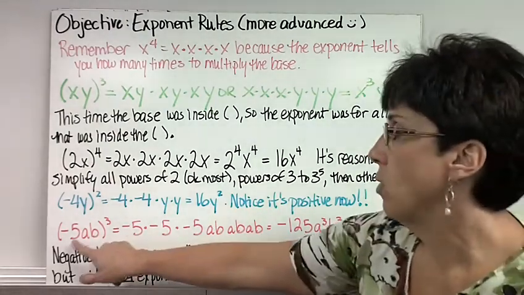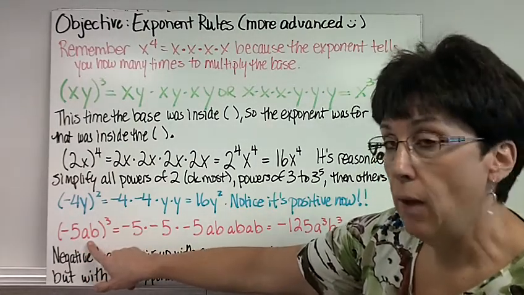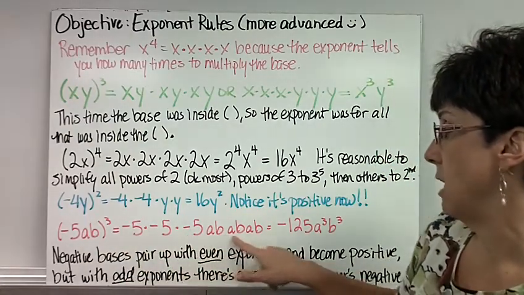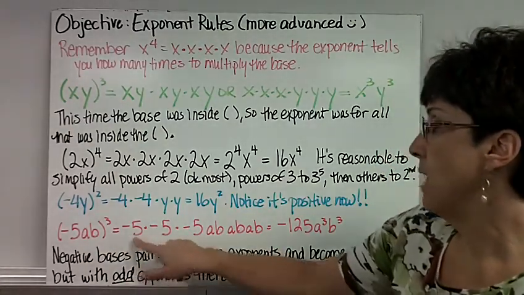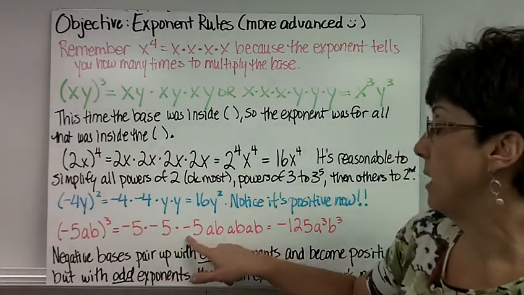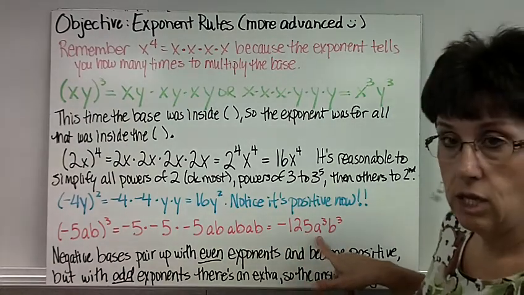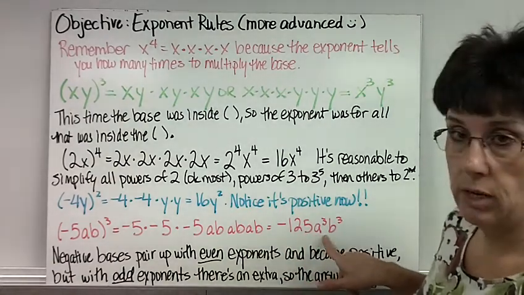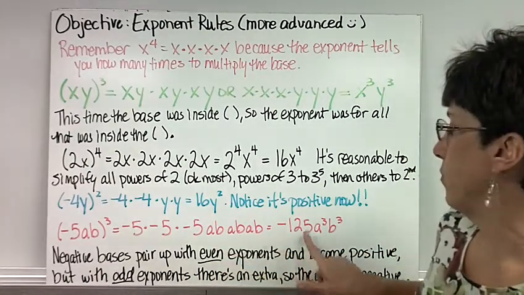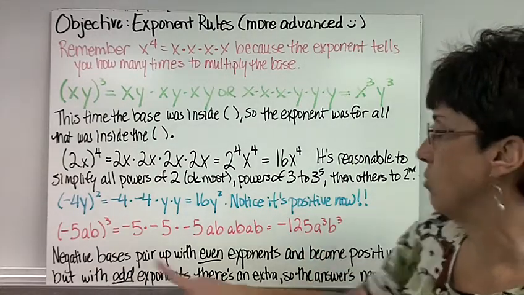Well, what if I have the quantity of negative 5ab to the third power? How many negative 5's are you going to have? 3. And then ab, ab, ab. So negative 5 times negative 5 is positive 25. But then when you multiply that by a negative 5, you get negative 125 a cubed b cubed. Notice we separate out. We wouldn't write ab cubed because we'd have to put that in parentheses. So we write negative 125 a cubed b cubed.